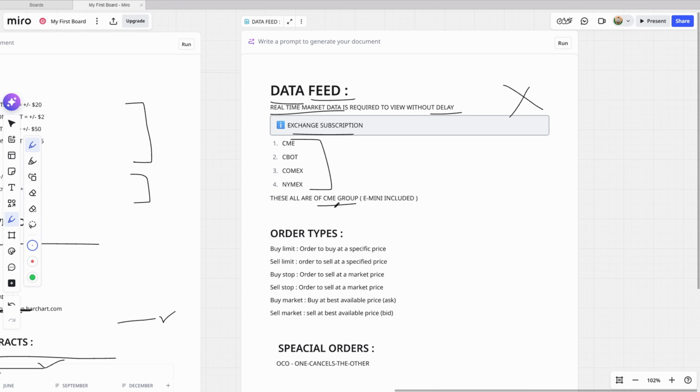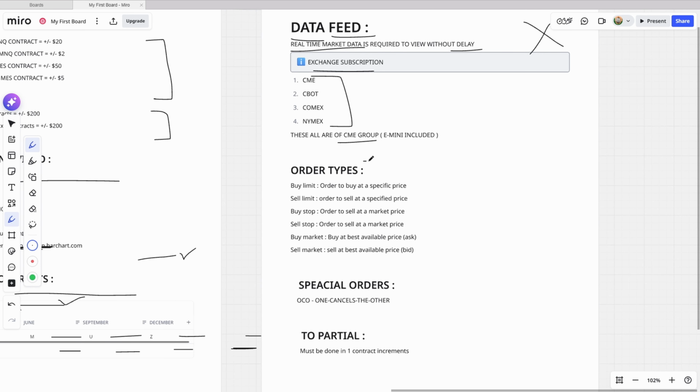Now, the next thing we're going to talk about is order types. This is where a lot of people get confused when switching from options or even Forex into futures. In options, if you want to short the market, you might buy a put and then later sell that put for profit. But in futures, it's much simpler. If you want to go long, you buy the contract. If you want to go short, you sell the contract.